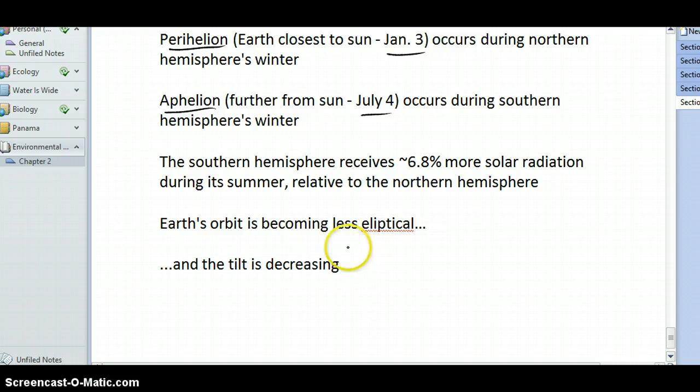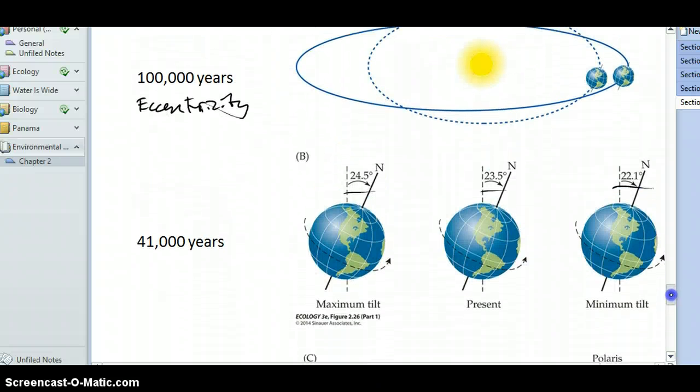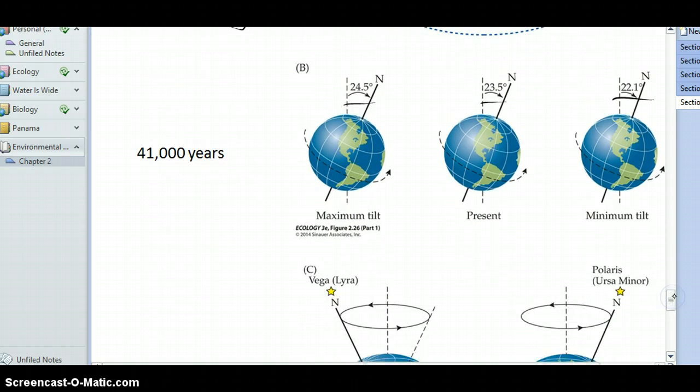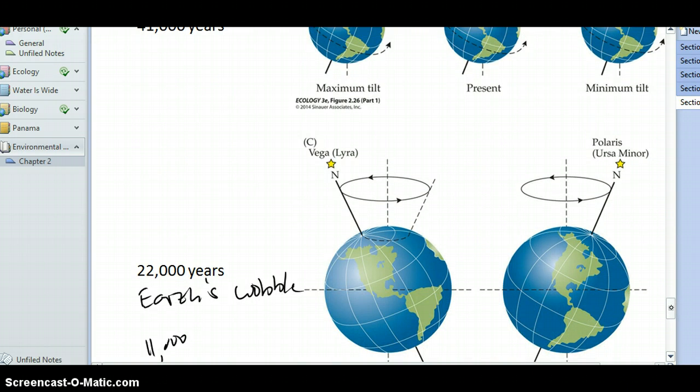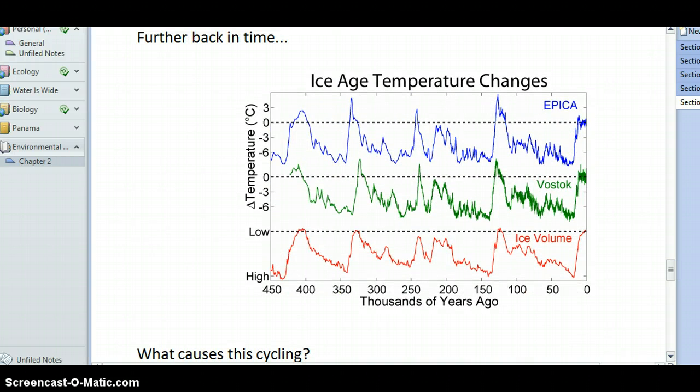Right now, the Earth's orbit is becoming less elliptical, less eccentric, more of a perfect circle, and the tilt is decreasing. So that's the direction we're heading. Now you notice these cycles occur on different time scales: about 100,000 years for the orbit, 41,000 for the tilt, 22,000 for the wobble. So they don't all coincide, and that is what gives us these extremes.